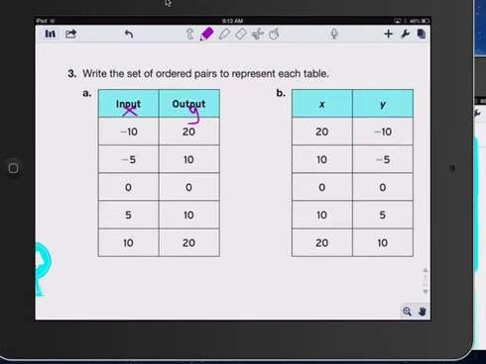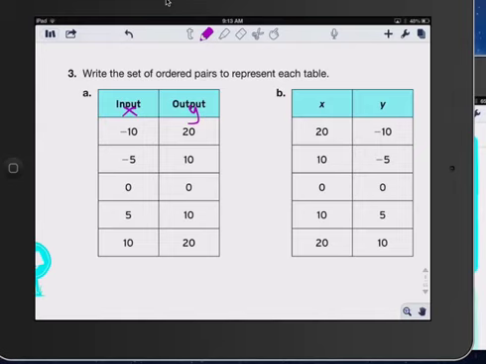Okay. Both A and B, please. And tell me which one is a function and why. Okay, tell me which one is not a function and why. Which one is not a function? A or B? Fingers up if you say A is not a function. Fingers up if you say B is not a function.